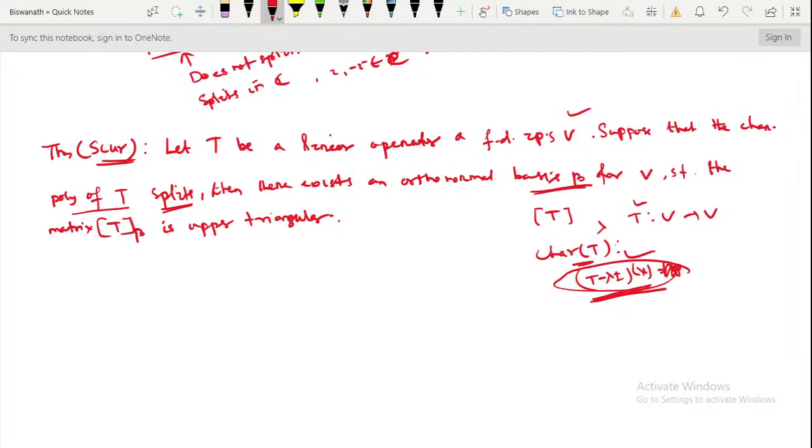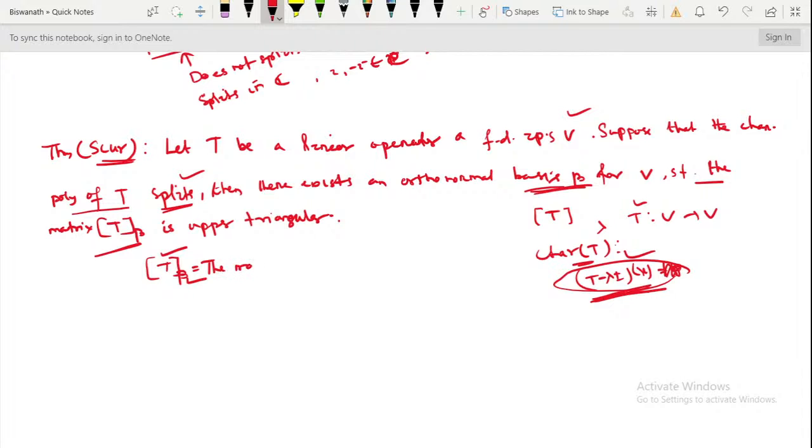Whatever the characteristic polynomial of T you get, if it splits, then there exists an orthonormal basis beta for V such that the matrix T_beta is upper triangular. We already discussed what T_beta is: the matrix associated with this linear operator T corresponding to this orthonormal basis beta.